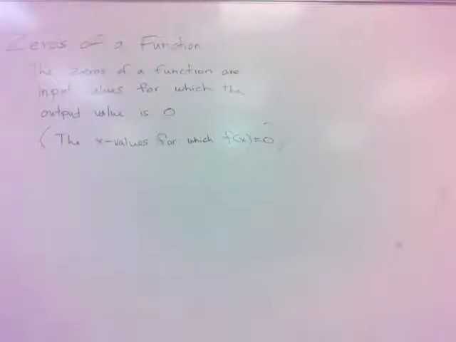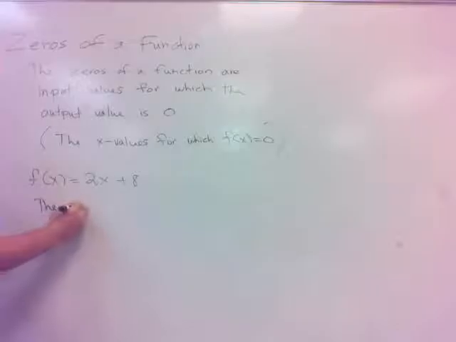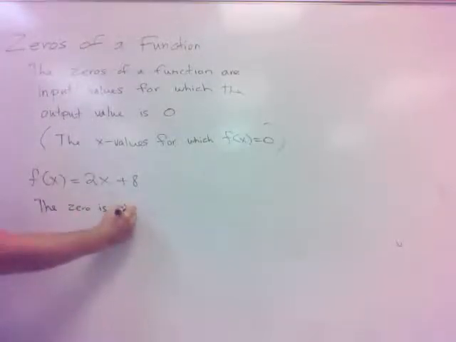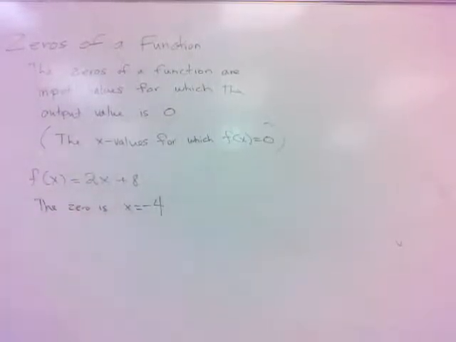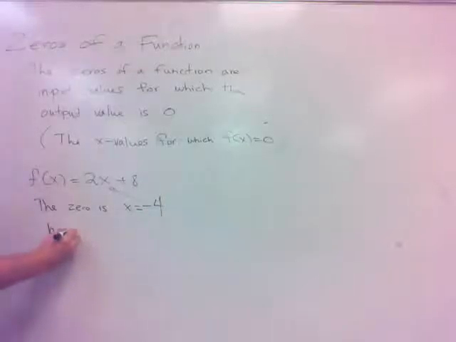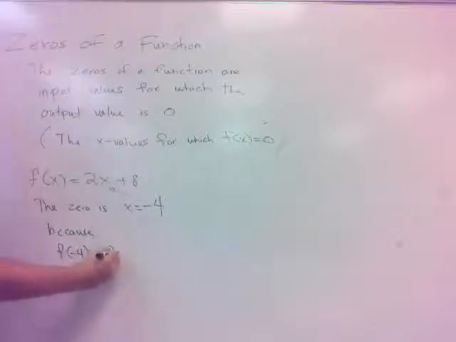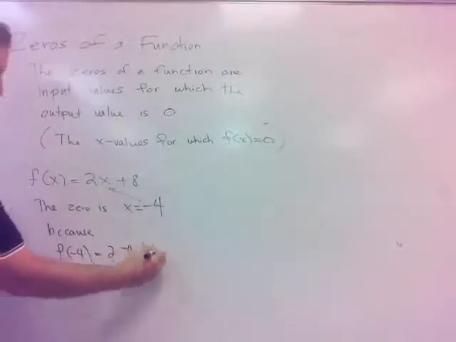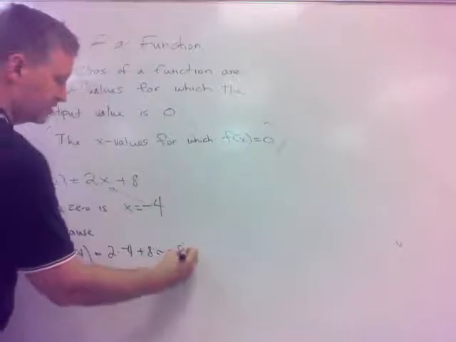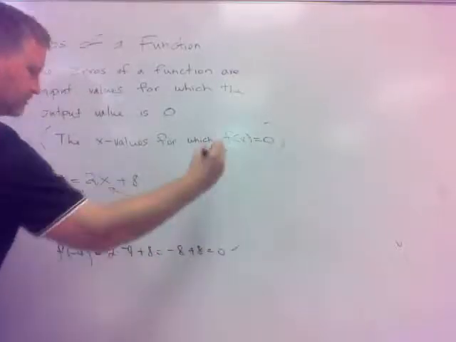Okay? For example, f of x equals 2x plus 8. The zero of this function is x equals negative 4, or just negative 4. Do you see why? Because if I plug in negative 4, what's the output value? Well, if I plug in f of negative 4, the input of negative 4, I get 2 times negative 4 plus 8, which gives me 0, doesn't it? Negative 8 plus 8 is 0. That's what we're saying.